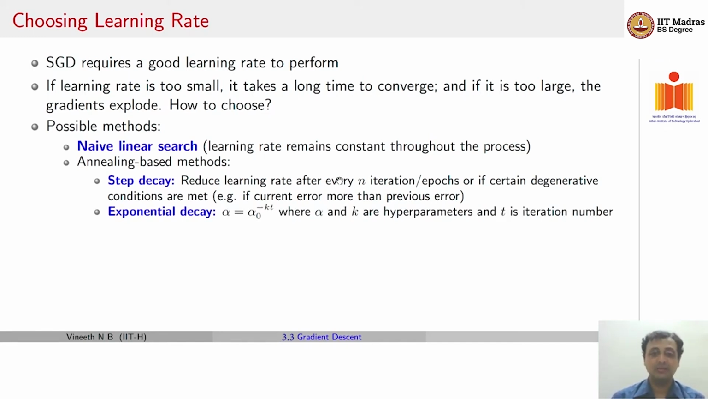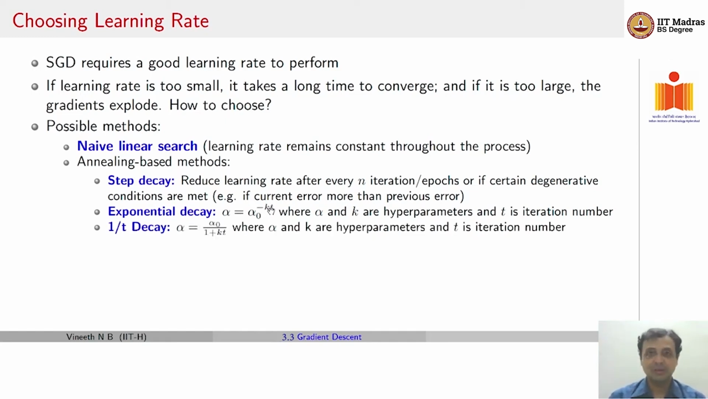In exponential decay, you set an initial learning rate called alpha naught, and then alpha is equal to alpha naught times e to the power minus kt, where alpha naught and k are hyperparameters and t is an iteration number. So you start with a learning rate alpha naught and keep progressively reducing it exponentially in this form over every few iterations. Because t is an iteration number here, as the iteration number increases, the learning rate automatically starts falling down.